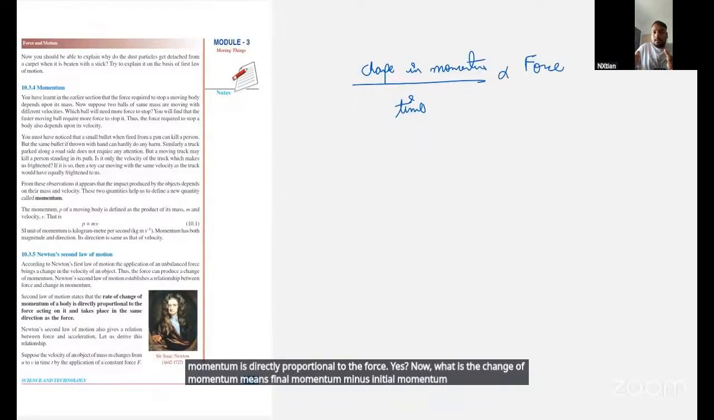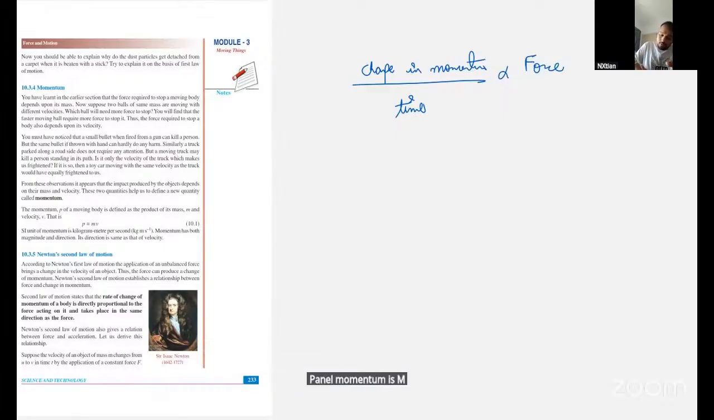If you remember that, what is the final momentum? Final momentum means m into v. So mv minus what is the initial momentum? mu, upon t, which is time. Got it? Is directly proportional to the force.